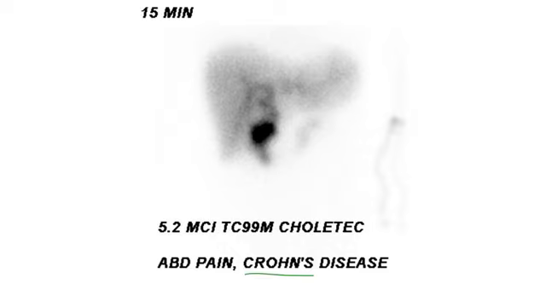This is a HIDA scan from a 35-year-old woman with Crohn's disease who is having abdominal pain. So they injected the HIDA and they scanned her at 15 minutes. And you can kind of make out the outline of the liver because the hepatocytes are initially taking up the HIDA. And this dark spot is the gallbladder, where all that HIDA is being dumped into the bile and being stored and concentrated in the gallbladder.